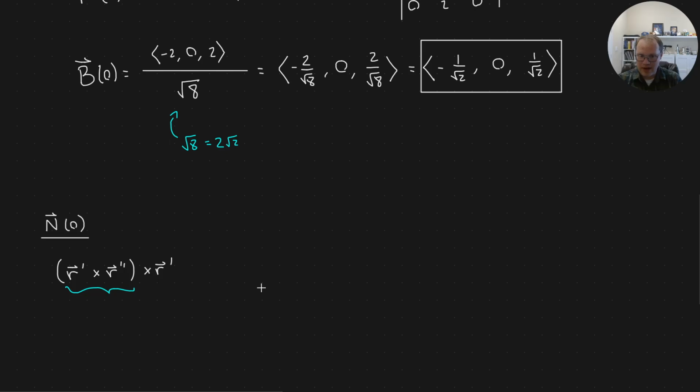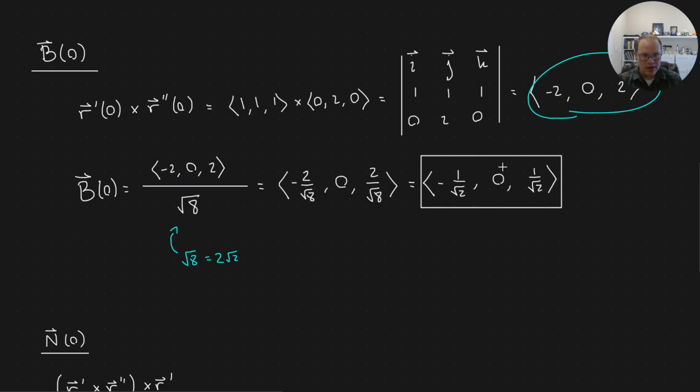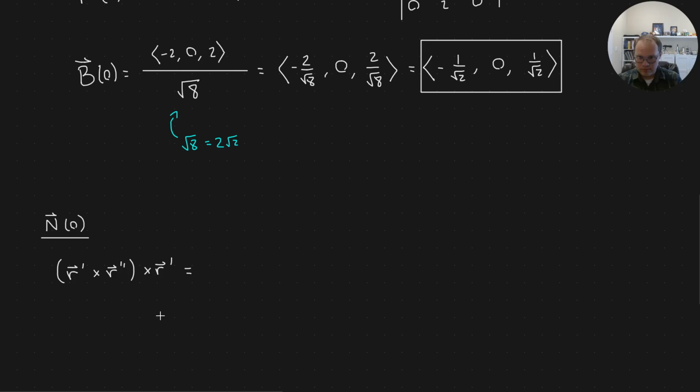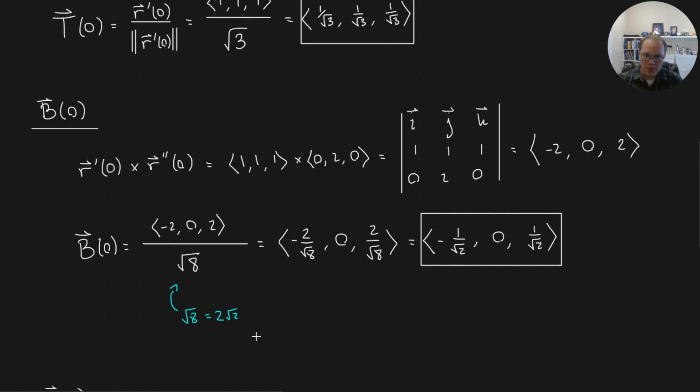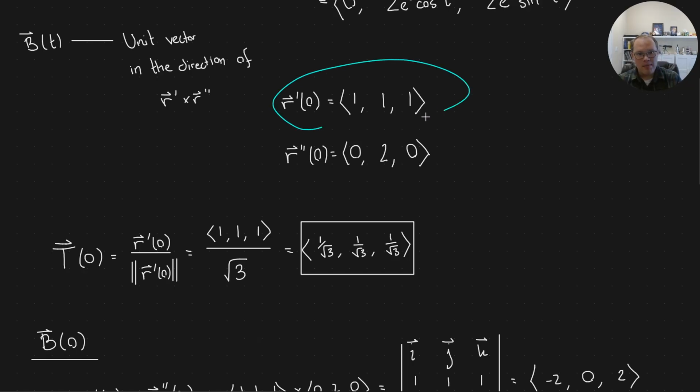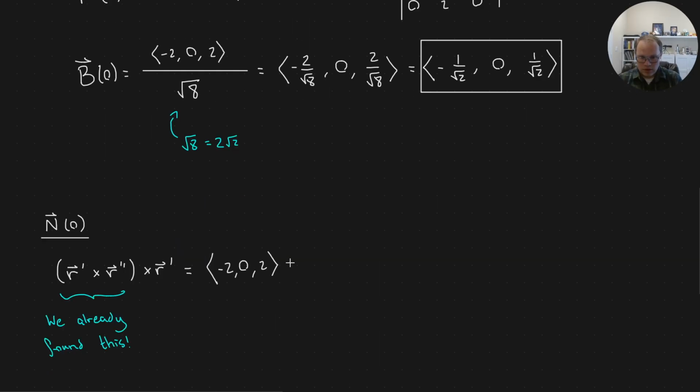Okay. We've already found this. It's this right here, right? -2, 0, 2. So let's plug that in. We already found this. -2, 0, 2. That's what that is. And then we just need to take the cross product of that with r prime. If we go back, r prime at t equals 0 is the vector 1, 1, 1. So cross with 1, 1, 1.